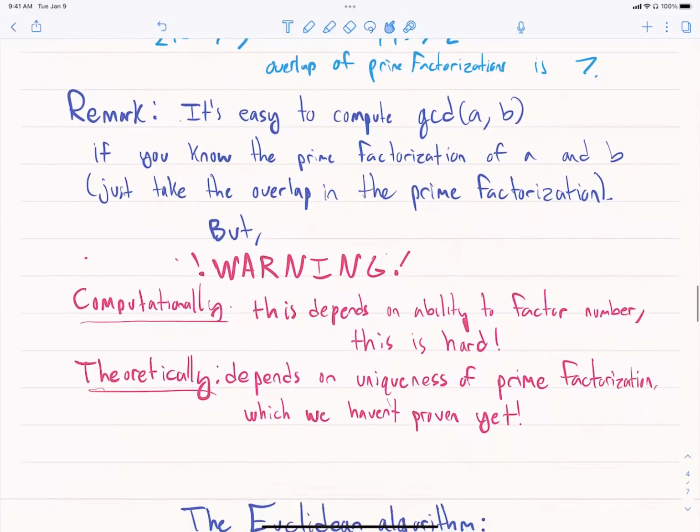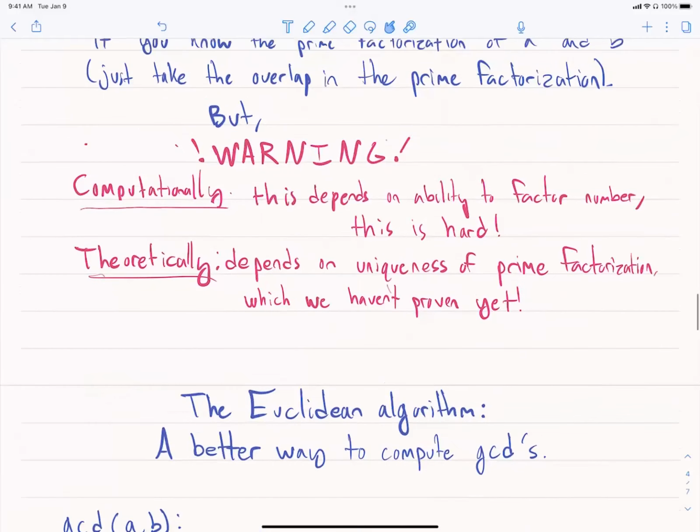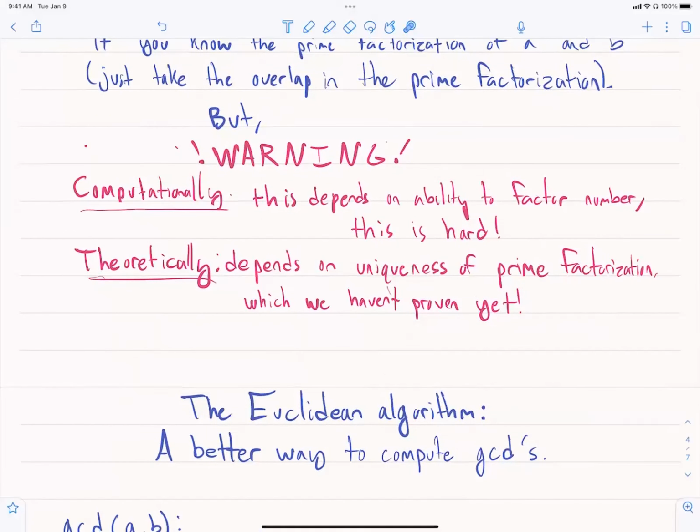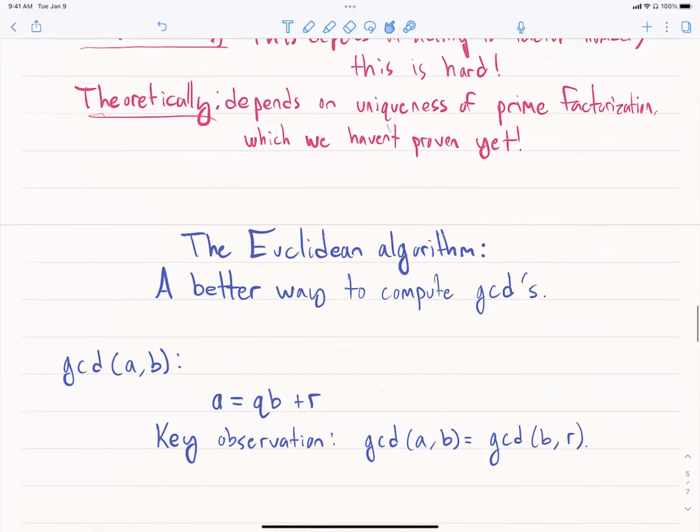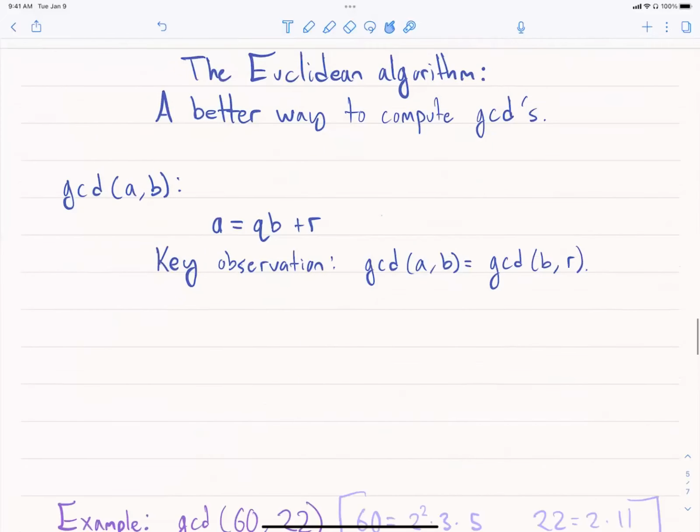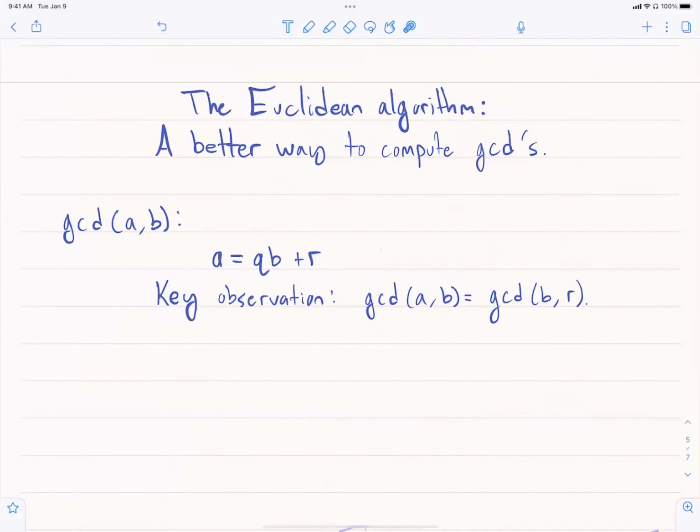So if we don't want to compute them that way, how will we compute them? Well, we're going to use the Euclidean algorithm. So what is that? Say I want to compute the GCD of two integers A and B. Step 1 is I'm going to write A equals QB plus R. I apply long division to express A as some multiple of B plus a remainder. The key observation is that the GCD of A and B is the same as the GCD of B and R.